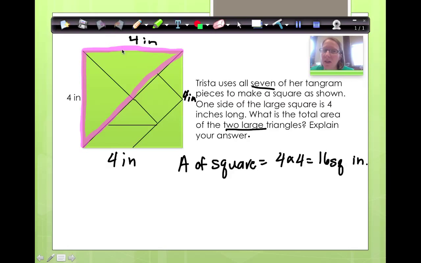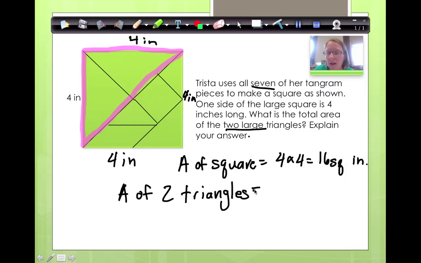What do we know about this section here to figure out what this is? Well, what do we know about fractions? Did we cut that in half? We did. We cut that in half along the diagonal. Okay, so if we cut that in half, that would be half of the square. So let's divide this answer by 2. Let's cut it in half. So the area of the 2 triangles, this is how we can figure this one out, is 16 divided by 2, and that would be 8 square inches. Okay, now how can we explain this? Well, we can say that this area is half of the square. So once we find the area of the square, we can divide that in half and have the area of the 2 triangles. Okay, so let's write that.